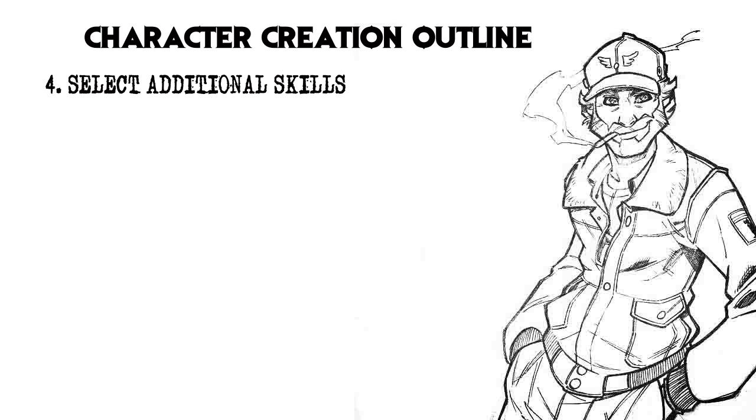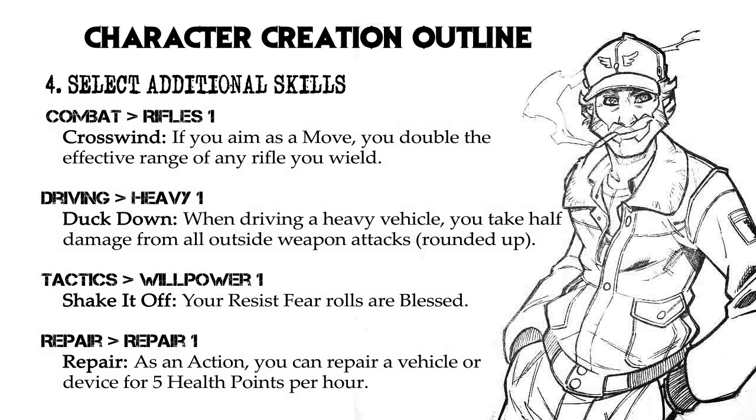So step 4 is select additional skills. Again, I do have the 2 skills I can put wherever I want for being a civilian. And then I have the extra 2 for the flaws. So for him, I'm going to get 1 skill level of rifles in the combat tree. And with that, it kind of reflects his shotgun ability.